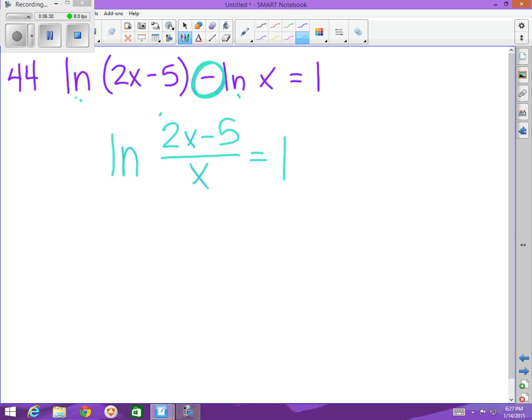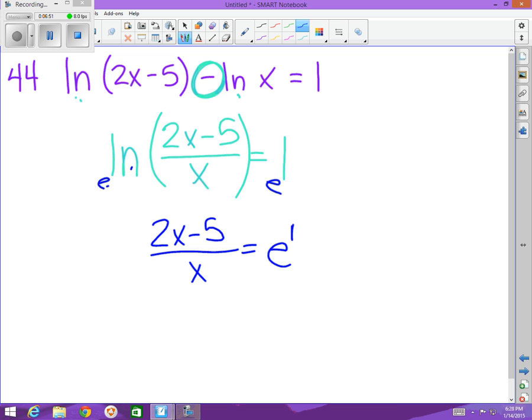I suppose we can put that in parentheses. You don't need to if you don't want to. And then now we have to solve this. And when you have ln here, to get rid of ln, you put a base of e on both sides. e and ln are inverses of each other, so they go away. And you have (2x minus 5) over x equals e to the first power.